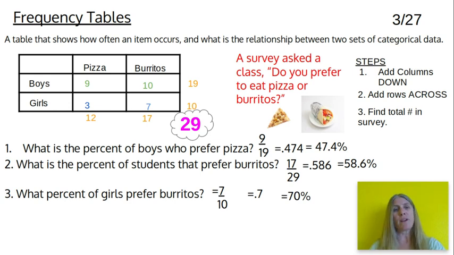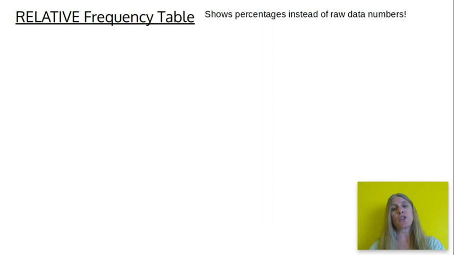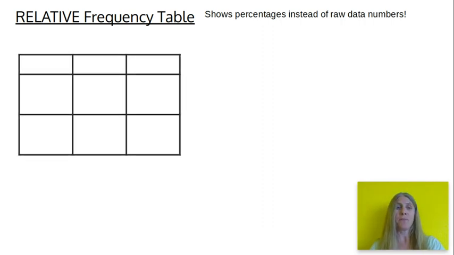So this is just a very basic frequency table. We're going to talk now about a different type of frequency table called a relative frequency table. And this simply shows percentages instead of the number of students that took the survey. So we have our same setup. We have boys and girls, pizza and burritos, and we're going to use our same numbers from before, but we're going to convert into a relative frequency table.